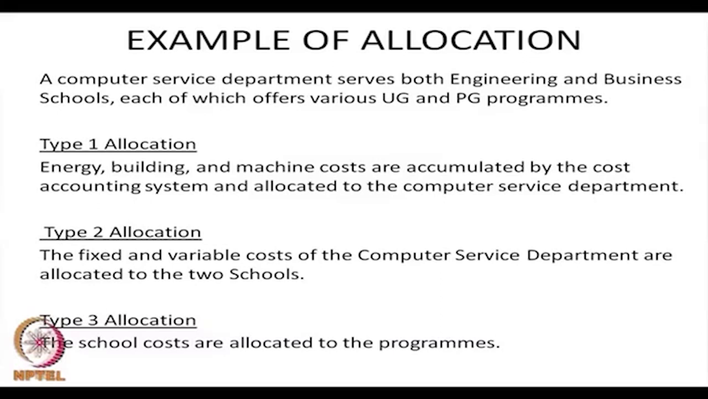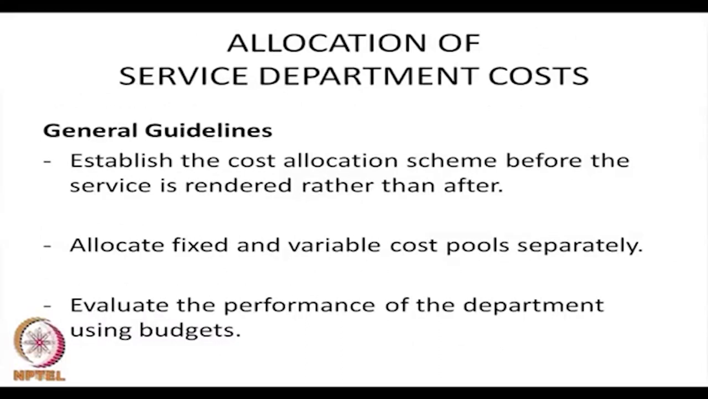starting from service department's cost estimate, allocating service department cost to two operating departments such as engineering school and business school, and then finally applying these costs of each school to the final product, which is a program offered by each department.